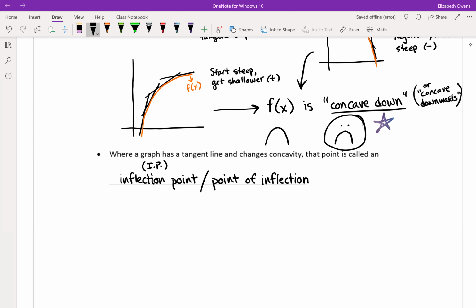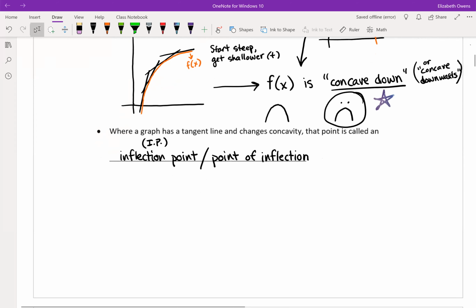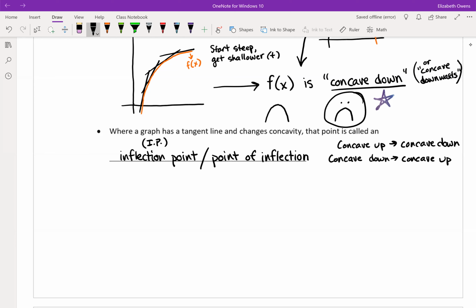So what that looks like is where we change from concave up to concave down. So concave up, switching to concave down, or the other way around. You could switch from concave down to concave up. The point where that switch happens is called your inflection point.